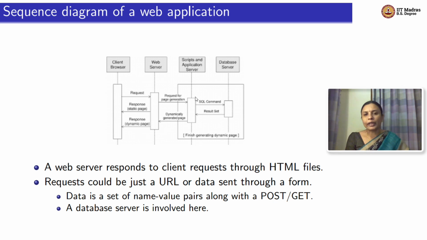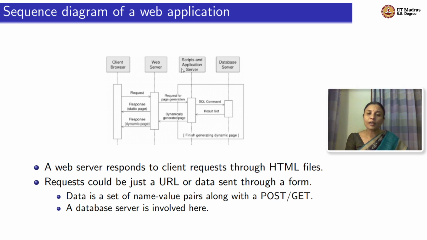This tells you how a web application behaves, in particular, what the sequence diagram of a web application looks like. On the left-hand side, you have what we call the client browser, which is the user acting as a client and invoking the web application through a browser. That client request, this message, is sent to the web server, which is the next entity that you encounter. In response to that, the web server further requests something from, let's say, an application server or a script server. And maybe the client provided some form which requested some data.